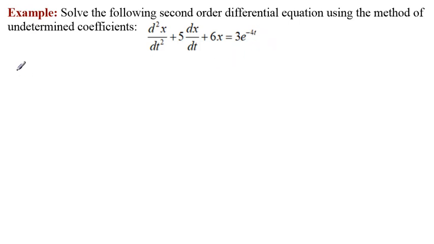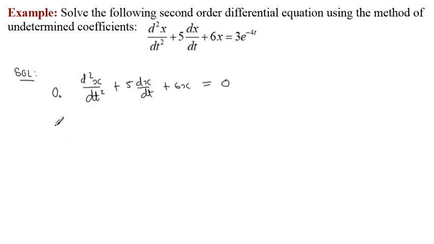So for solving this equation, like we saw before, the first step will be to set this equation as a homogeneous equation. I just put the input to 0, then we have d2x/dt squared plus 5 dx/dt plus 6x equals 0. This should be our initial step.